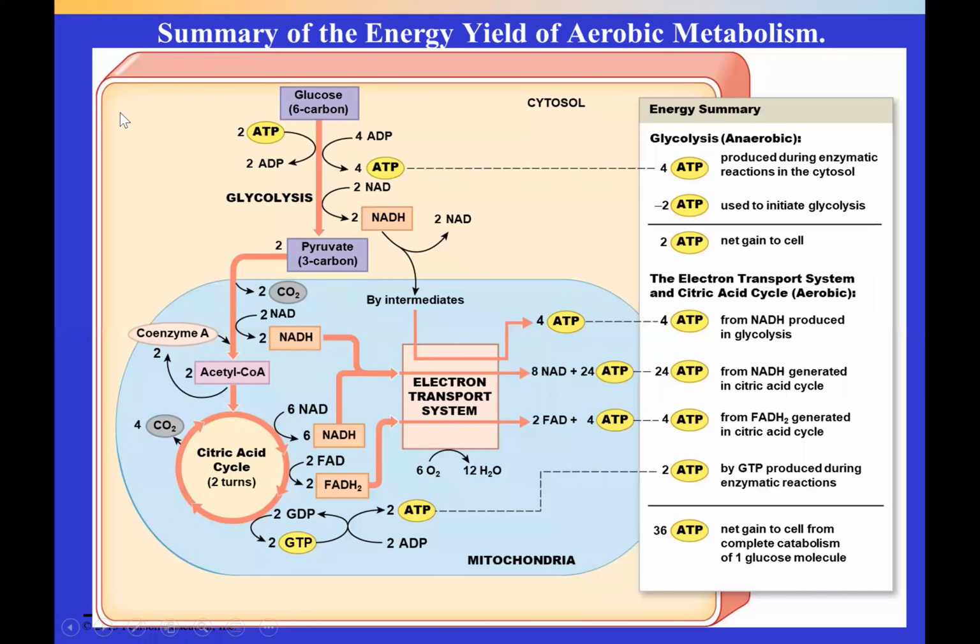So this is a summary slide that is talking about where the ATP is coming from. During glycolysis, we make only a net gain of 2 ATPs, but we have made the electron carrier called NADH. In the citric acid cycle also, very little ATP, but we are making NADH and FADH2, which will enter the electron transport chain where most of the ATP will be made. A lot of ATP is made in the electron transport chain.